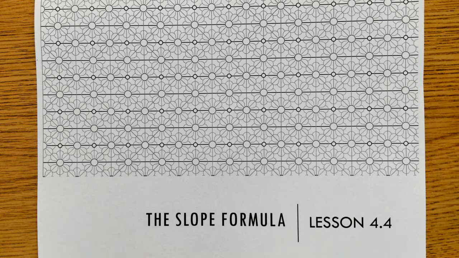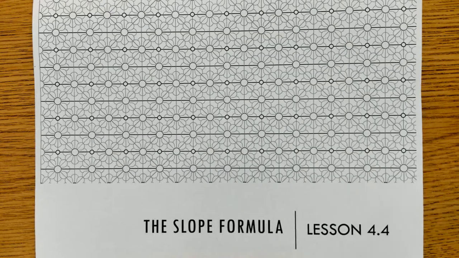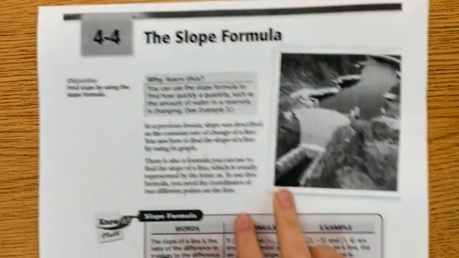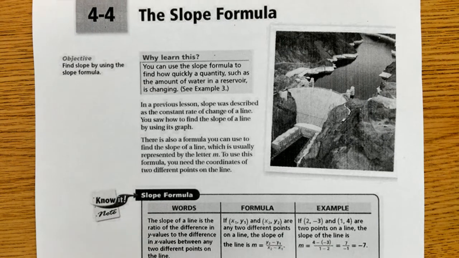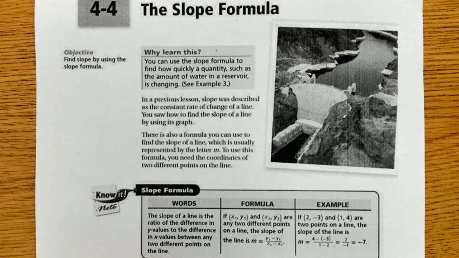Today we're doing lesson 4.4 on the slope formula. In this lesson we are going to find the slope by using the slope formula. So why learn this? You can use the slope formula to find how quickly a quantity, such as the amount of water in a reservoir, is changing.